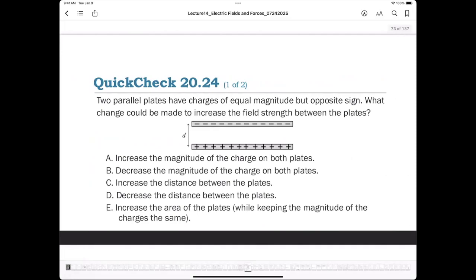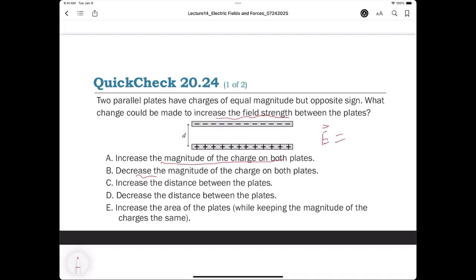Two parallel plates have charge of equal magnitude but opposite sign. What change would be made to increase the field strength between the plates? A, increase the magnitude of charge on both; or decrease. Firstly, let's write down the electric field equation, E equals kQ over r squared, like this. So the first one is just increase.